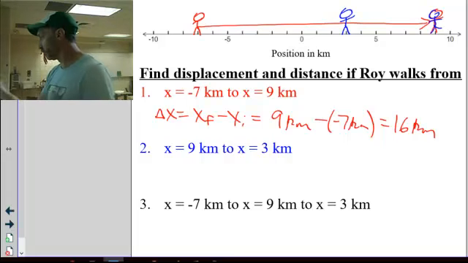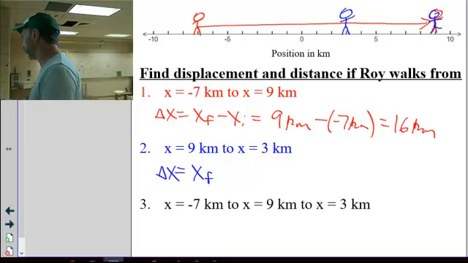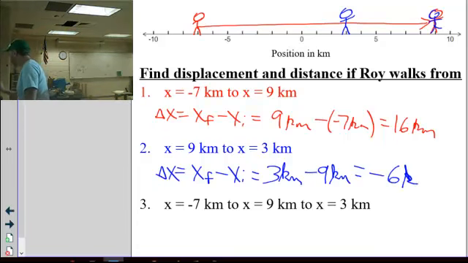All right, and I want you to see what happens. So I'm going to do the same thing again. My change in position is final position minus initial position. So let's see, his ending position is 3 kilometers minus his starting position here, which is 9 kilometers. Notice what happens. When I subtract now, I'm going to get -6 kilometers.